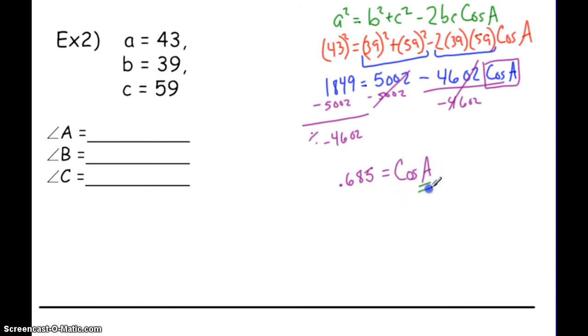Then to get A by itself, we have to do the inverse cosine of that 0.685. Okay, and again, that's rounded. If you get that value in your calculator, that whole decimal, leave the entire thing with all the decimal places in your calculator and use that little ANS, that answer button in your calculator, so that you can use that whole decimal. And that gives us that A is approximately 46.8.